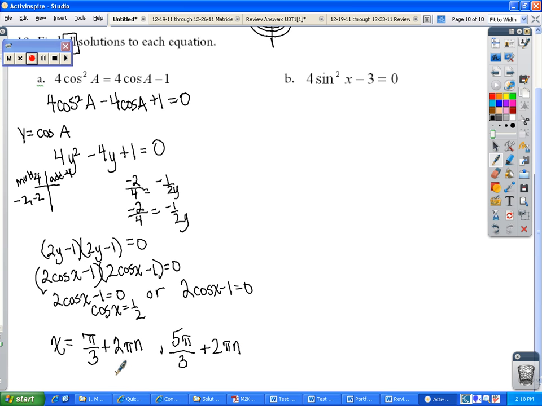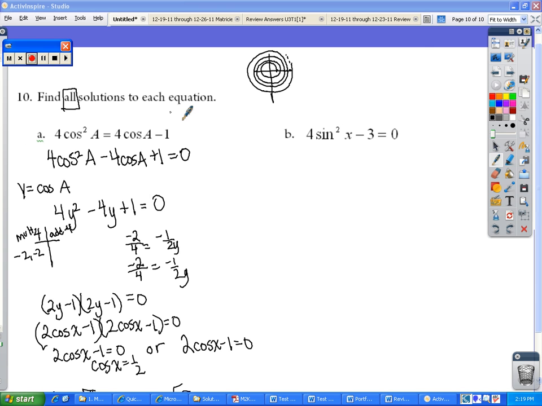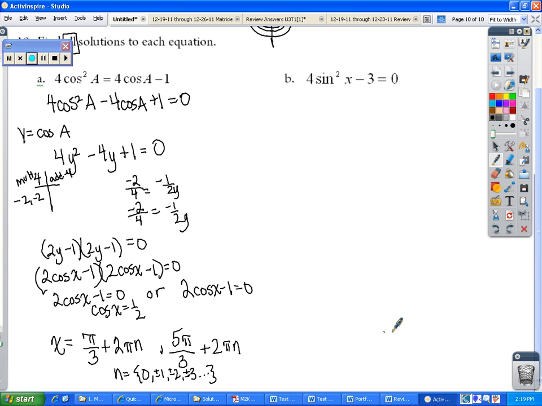And then where n equals 0, plus or minus 1, plus or minus 2, plus or minus 3, etc. Because you can do that as many times as you want to go around the circle. Now you could also state these as degrees, so you could say 30 degrees plus 360n, and you could also say 5 pi over 3 or 330 plus 360n. So either one will work.